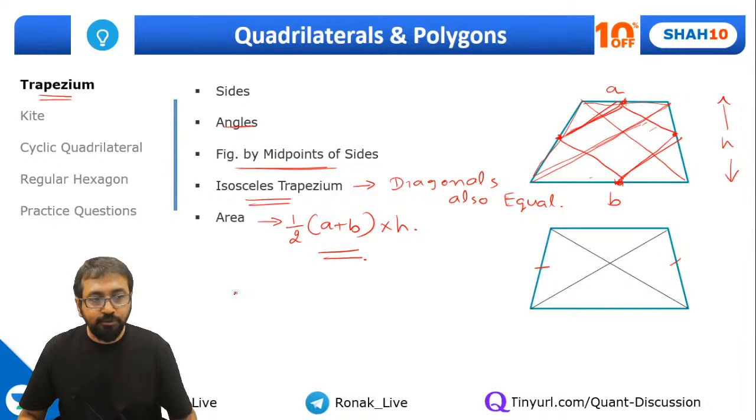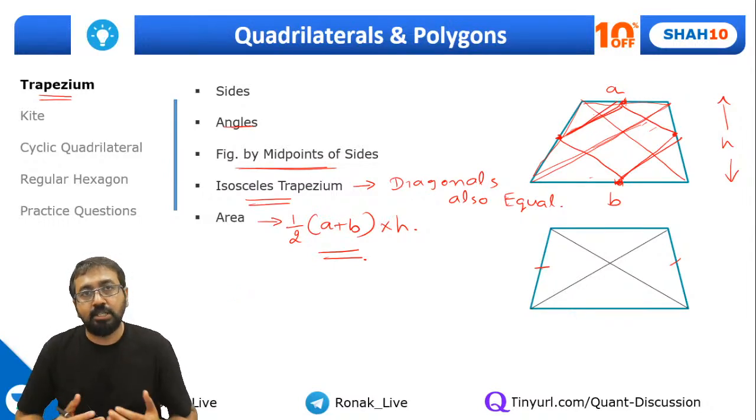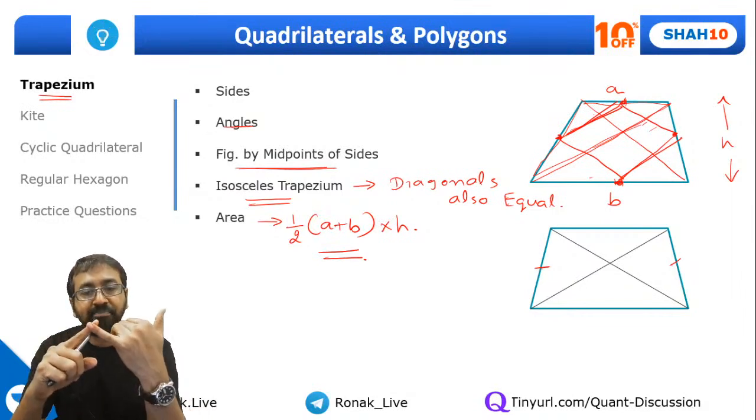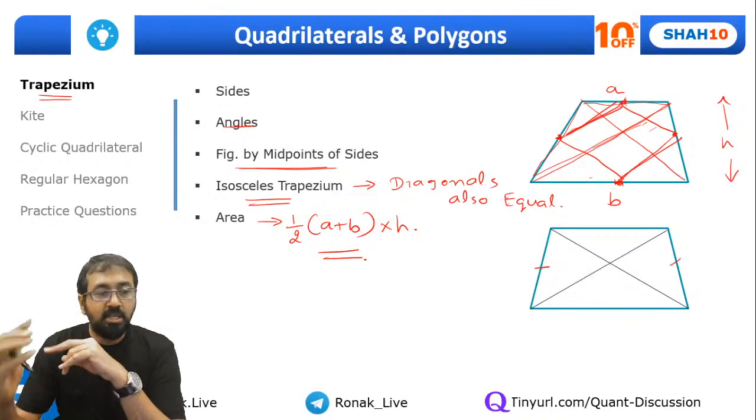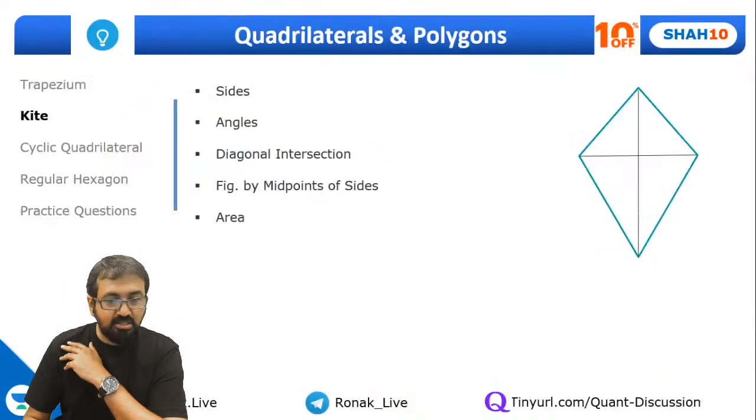So I'm sure all of you have understood all the figures that I've explained up till now. What figures have we discussed? So we started with square, then we have discussed rectangle, then rhombus, then parallelogram, and this is trapezium. The last figure that we need to discuss is the kite. Okay, so we need to understand this figure.